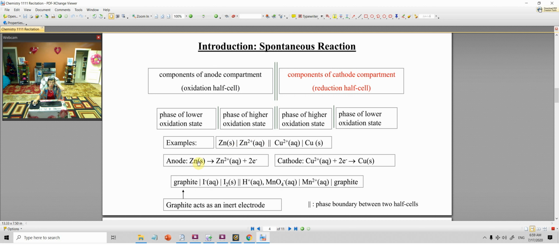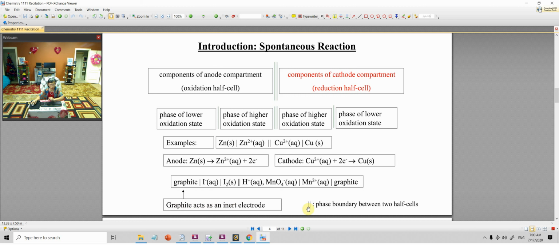In your anode, you have your zinc is going to be oxidized to zinc 2 plus and again produce 2 electrons. Cathode is your reduction reaction. Copper 2 plus is going to gain 2 electrons to produce your copper metal. In these reactions, you are going to use copper and zinc metal by themselves as electrodes. They are called active electrodes. Sometimes you have solutions where you need another electrode such as graphite. They act as inert electrodes.